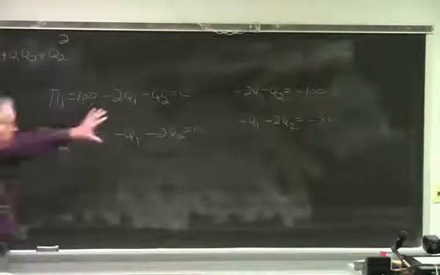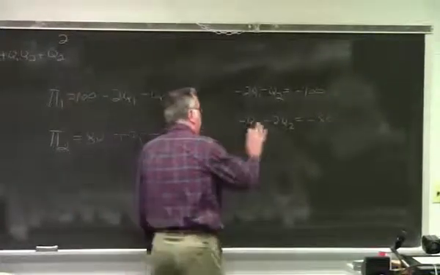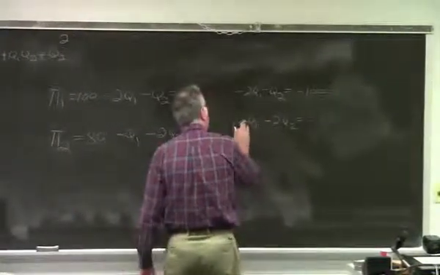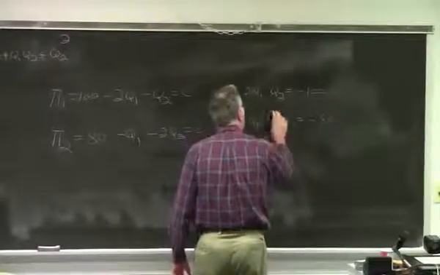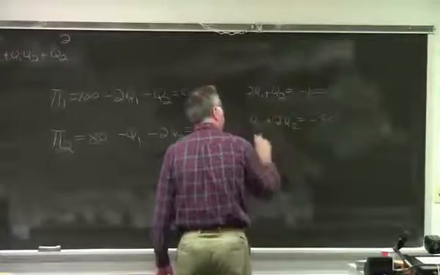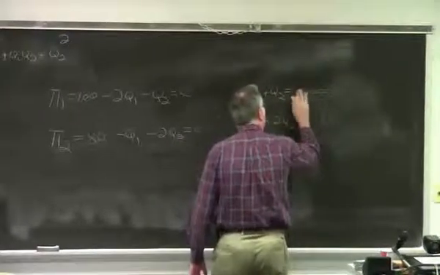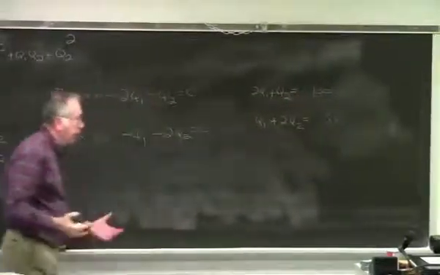So I don't like those minus signs, so let's just multiply through both of these equations by minus 1. Now get rid of all these minus signs. And this will be a plus, this will be a plus. That'll be a plus, that'll be a plus. And now just apply Cramer's rule.